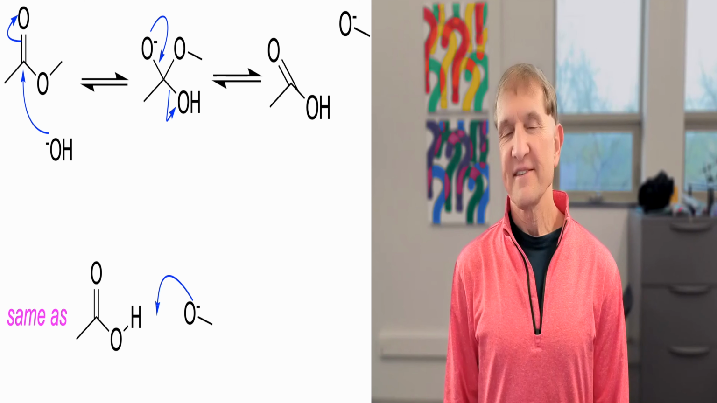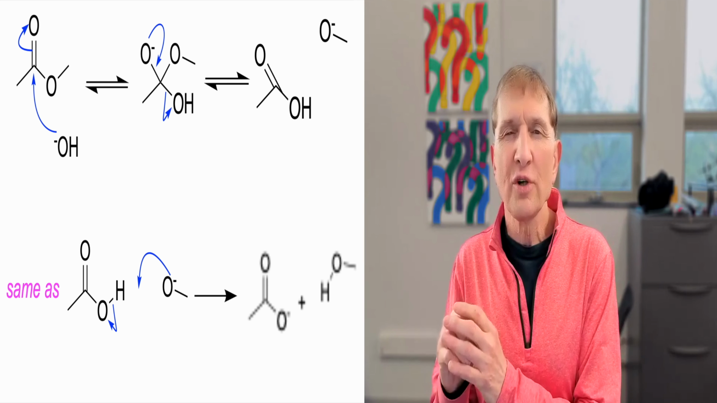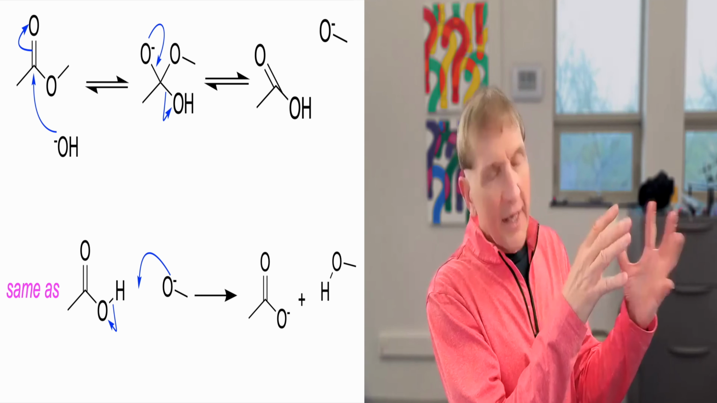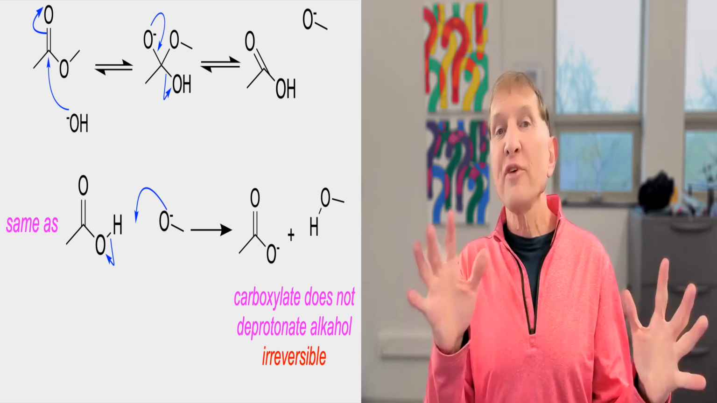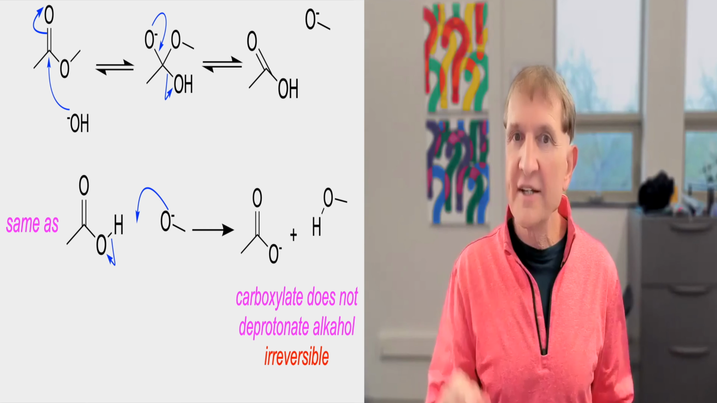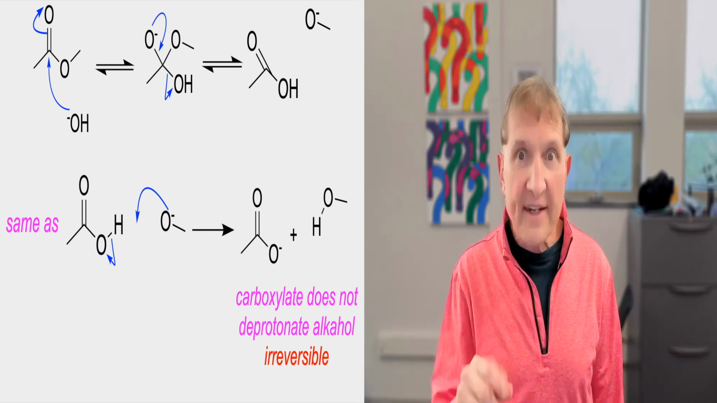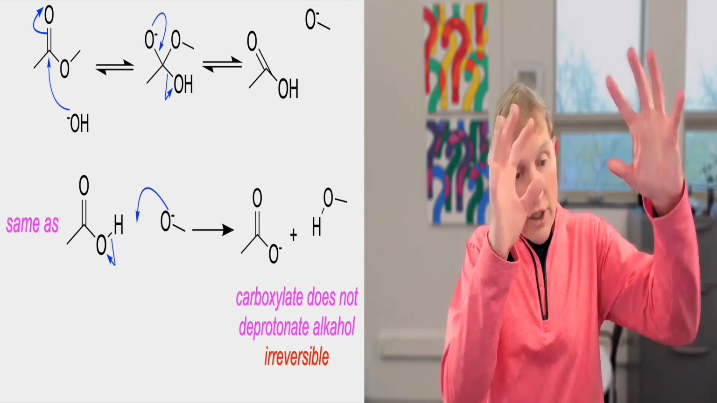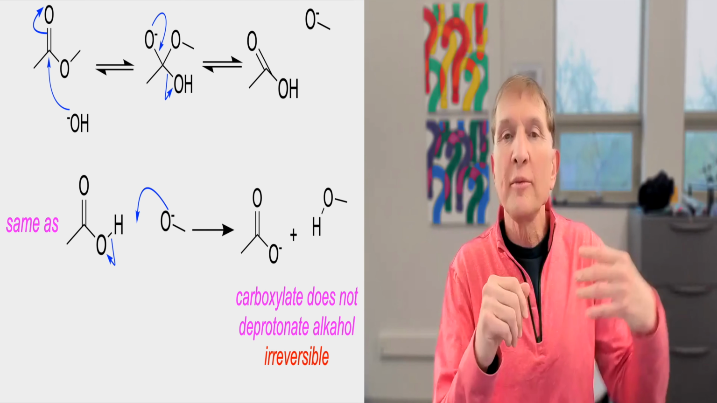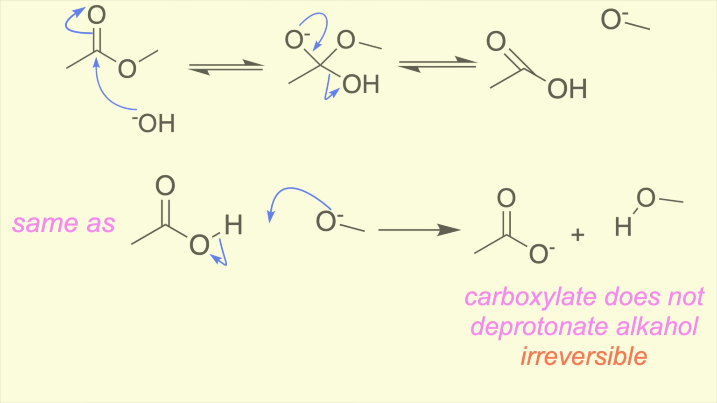Consider this. It's a key point. Methanol is not such a terribly good nucleophile, and carboxylates, because they're negative, are not good electrophiles. So the reaction in base catalyzed hydrolysis is irreversible. Acid catalyzed hydrolyses, as we've seen, they're reversible, and we can adjust the position of equilibrium by adding more water or more alcohol.